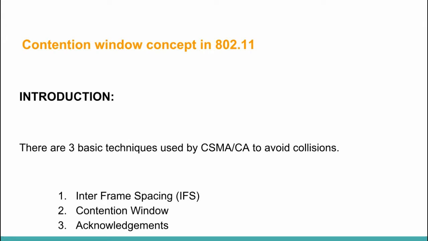Before moving to the coding part, let's briefly discuss the contention window concept in 802.11. There are three basic techniques or steps used by CSMA to avoid collisions. They are interframe spacing, contention window, and acknowledgements. Interframe spacing is nothing but the time interval in which frames cannot be transmitted by stations within a basic service set. Acknowledgement ensures or guarantees that the receiver received the data.